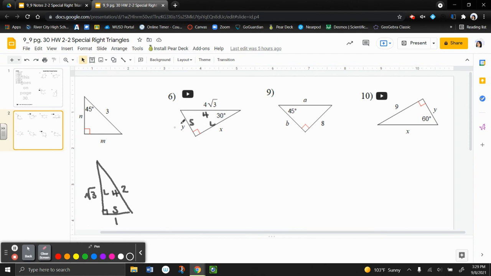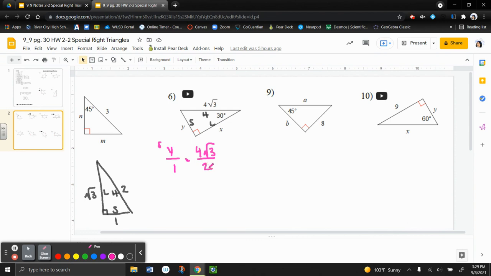And I'm going to solve for y first. Okay, so y is the short side, so I'm going to match that up with the short side. So y over 1. And the information that they give me is the hypotenuse. So 4 root 3 over the hypotenuse, which is 2.